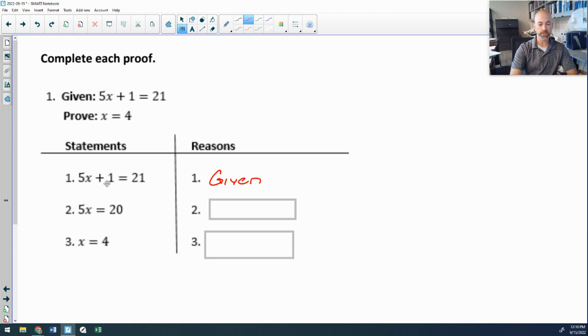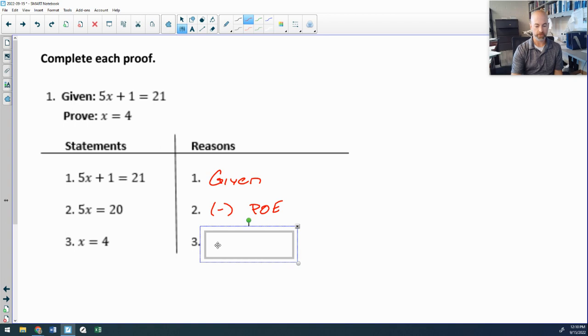How do I know that 5x equals 20? Well, if you subtract 1 from both sides, then you get 21 minus 1. So I use the operation of subtraction. And then how do I know that x is equal to 4? Well, to go from 5x equals 20 to x equals 4, you divided by 5. So that would be your division property of equality.